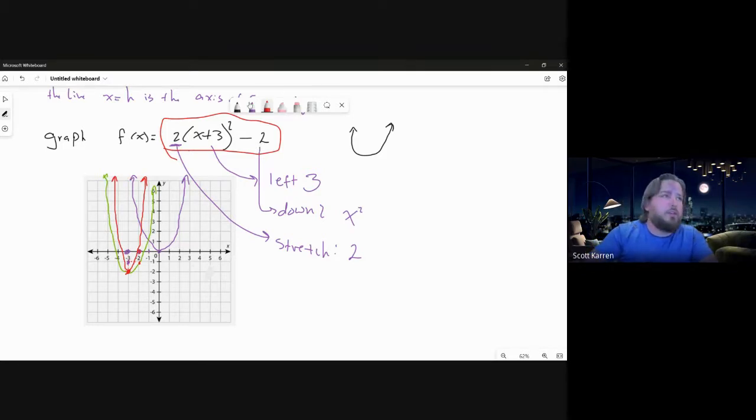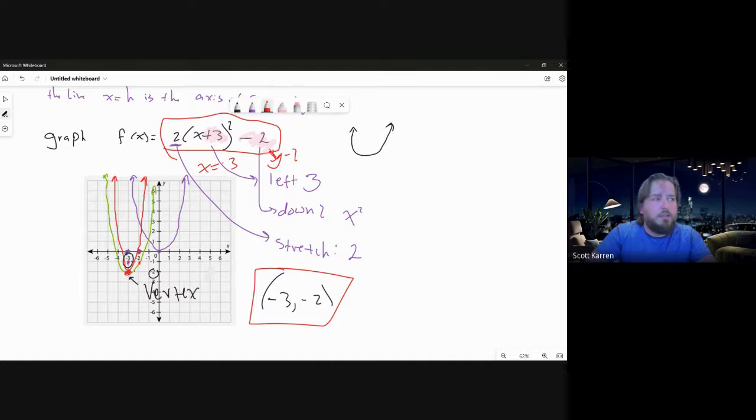We have this little point right here is my vertex. And that happens at -3, -2. So my vertex is at -3, -2, which we could have just gathered from this. It's the opposite sign of what's inside there. So -3, and then the same sign there. Well, this is my x value. X is -3, and then the y value is -2. And that's my vertex. That's where this bottom point happens.